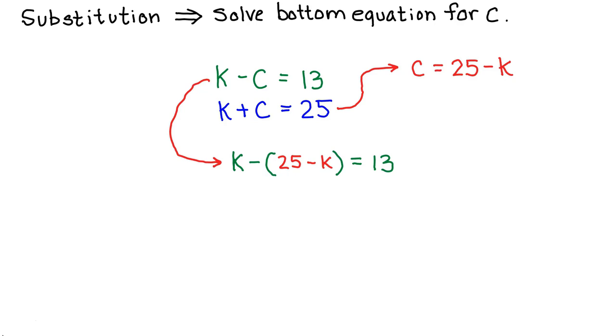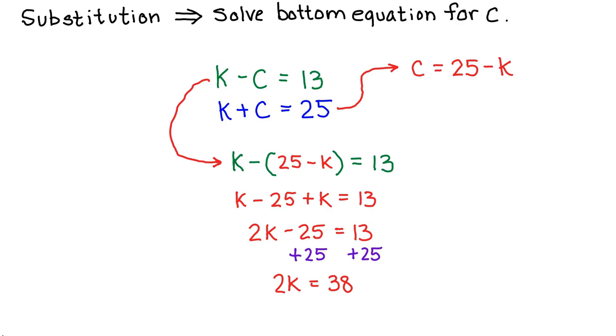And so you have k minus (25 minus k) equals 13. When you do this and carry this through, this negative sign needs to be distributed. So getting rid of the parentheses, you would now have k minus 25 plus k equals 13, which would be 2k minus 25 equaling 13. Adding 25 to both sides would give you 2k equaling 38, and dividing both sides by 2 would give you that k equals 19 miles per hour.